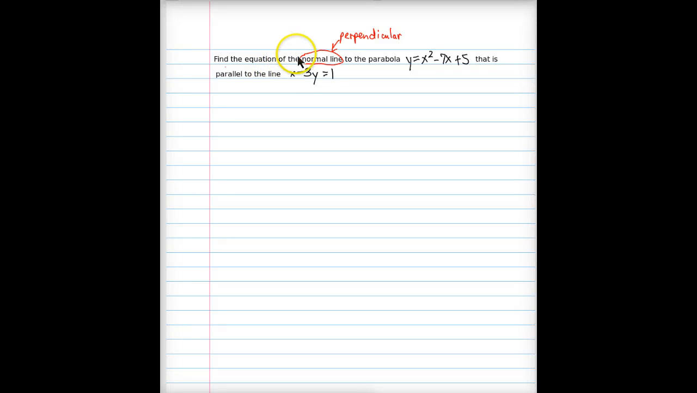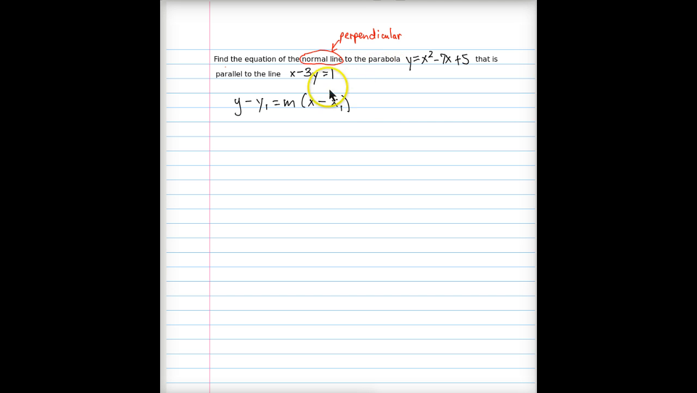So we're trying to find the equation of the normal line to this parabola y equals x squared minus 7x plus 5, but we also want this same line to be parallel to the line x minus 3y equals 1. So there's two things going on. We have some equation that we're trying to figure out. This is what we're trying to solve for.